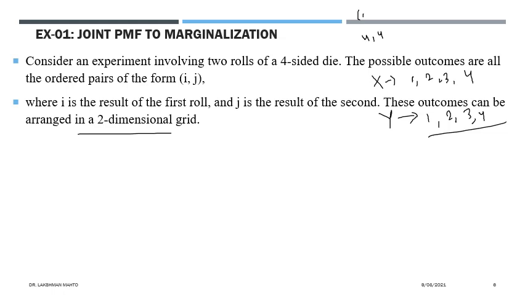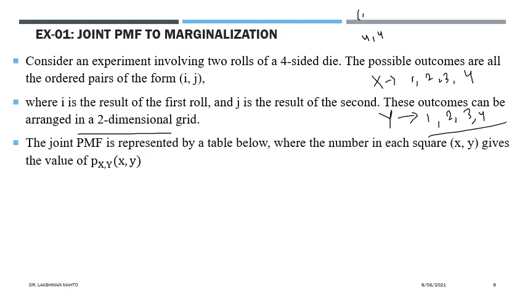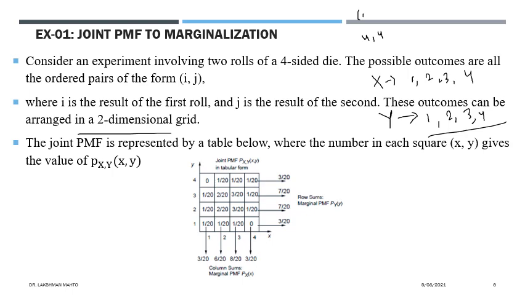Now we are going further. We can calculate the joint probability mass function of these two random variables, and it is tabulated here. Now I'm talking about marginalization, how we can marginalize to get the marginal probability mass function. The marginalization comes from two perspectives. X, the outcome of the first roll, is taken along the horizontal axis, and the Y value is taken along the vertical axis.